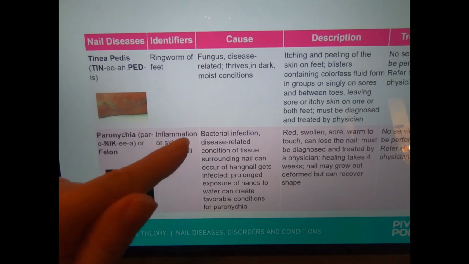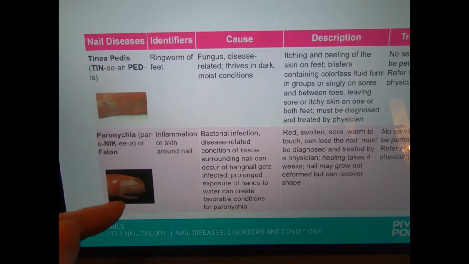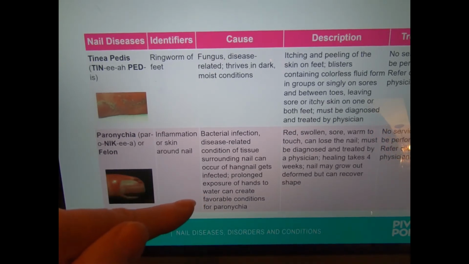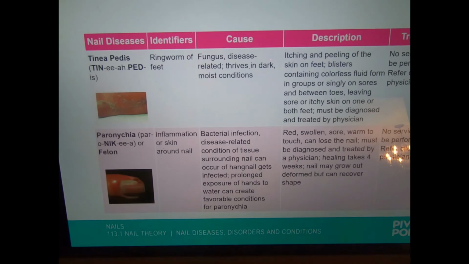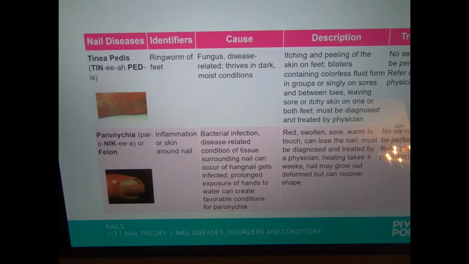It's an inflammation, so think of those flames, of the tissues, this says skin, of the tissues surrounding the nail. You can see it gets very red and very swollen. Again, you will not work on that person, but this is the one that's kind of crazy. People that are dishwashers are the people most likely to get this. Prolonged exposure of hands to water can create favorable conditions for paronychia. So remember, if I have an arsonist, the best way to take care of that is with water. It all goes together.